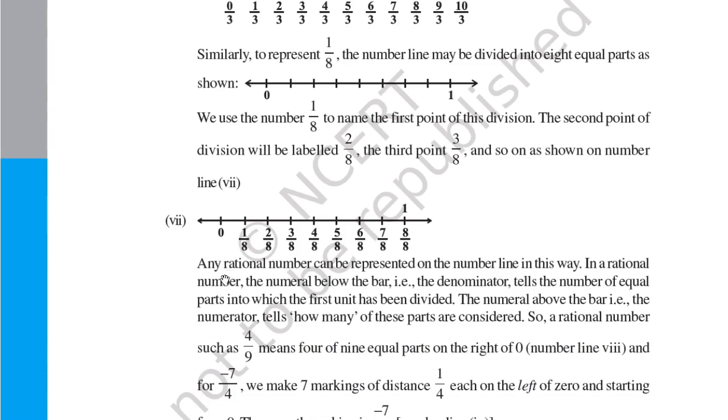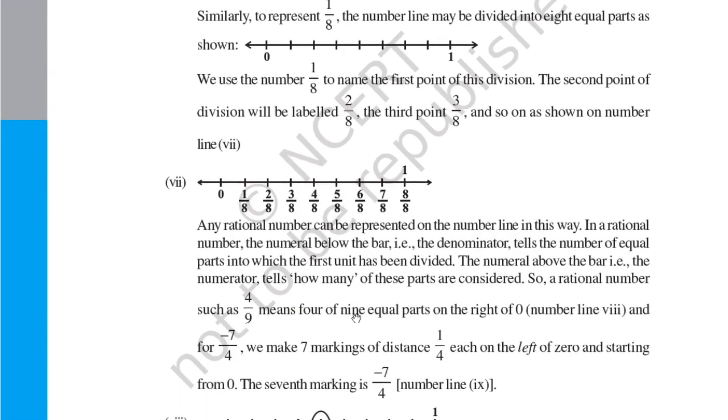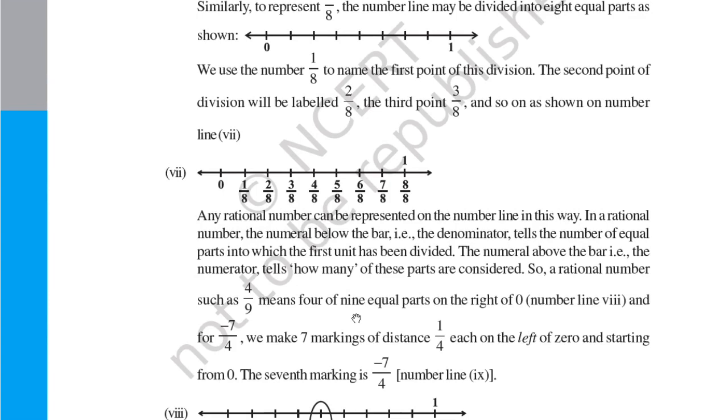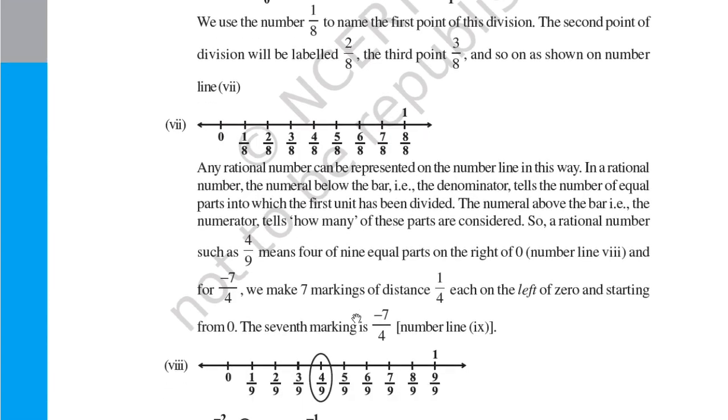Any rational number can be represented on the number line in this way. In a rational number, the numeral below the bar, that is the denominator, tells us the number of equal parts into which the first unit has been divided. The numeral above the bar, that is the numerator, tells how many of these parts are considered. So a rational number such as 4 by 9 means 4 of 9 equal parts to the right of 0 on number line 7, as you can see.